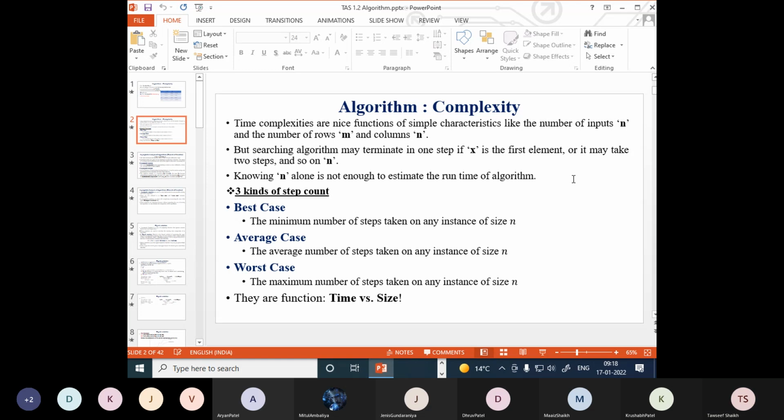But there could be another scenario. Whenever we compare the element we are finding, that's x, we check if x is equal to a of 0, the first element. If the first element is the one we are searching for, it means we don't have to traverse each and every element of the array. The first one is what we need, meaning only one unit of time. So in addition to the size of the input, there could be these scenarios.